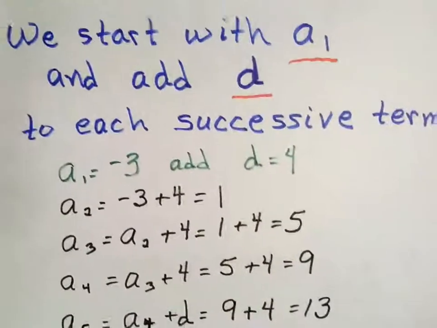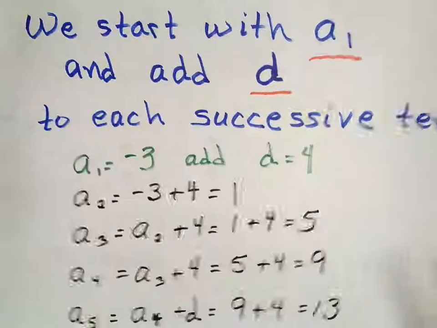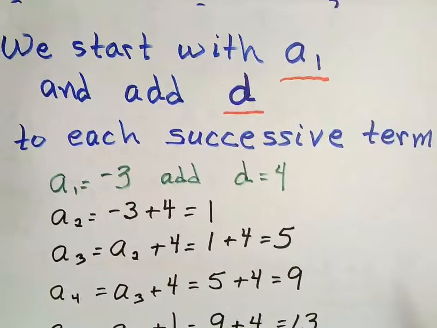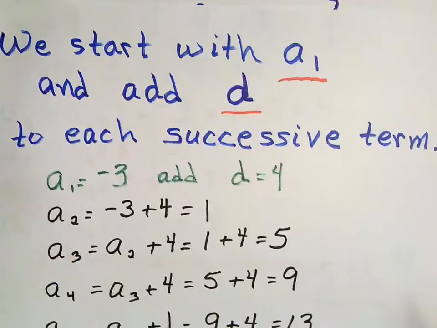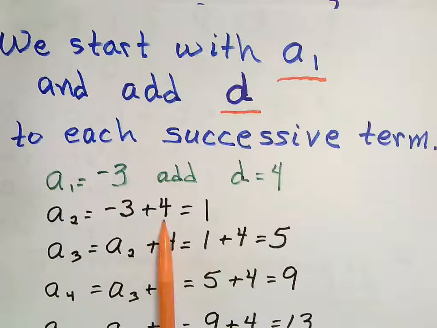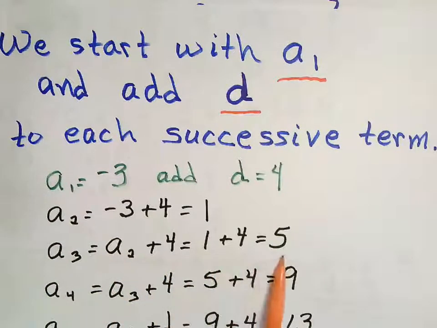So let's look at this again. We start with a sub 1 and add the common difference D to each successive term. Here's our first term, a sub 1, which is negative 3. We add the common difference 4 and get 1, which is the second term. We take the second term and add the common difference, and we get 5, which is the a sub 3 term.